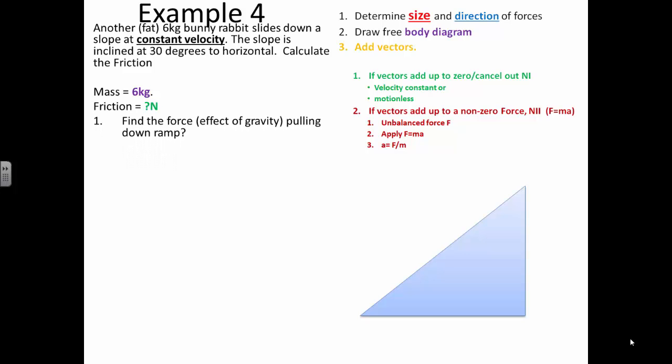First thing, find the force, or rather the effect of gravity, pulling down the ramp. Now we don't know this force, but we do know the weight. And then from that we find the effect of friction. Because if it's moving at constant velocity, the friction must be equal to the component of weight acting down the slope.